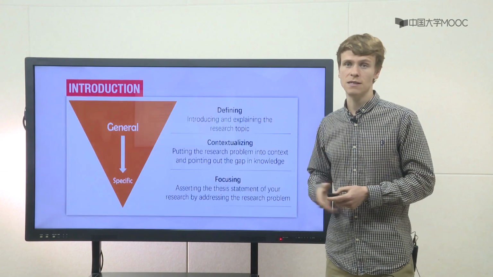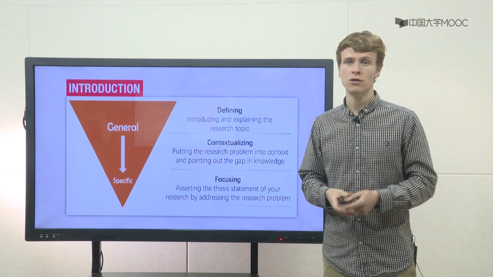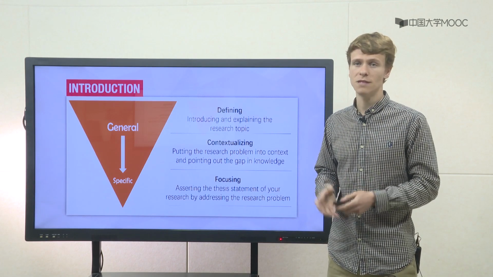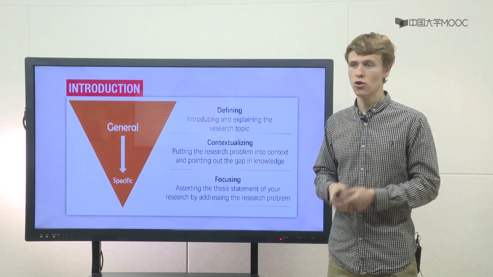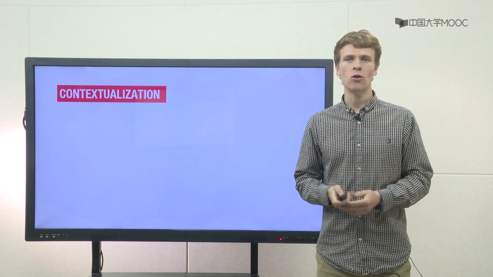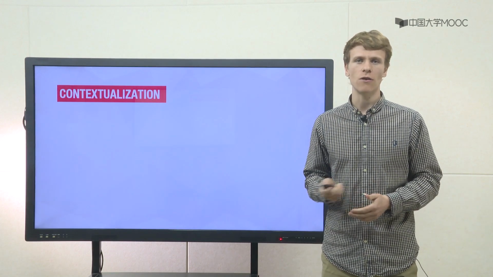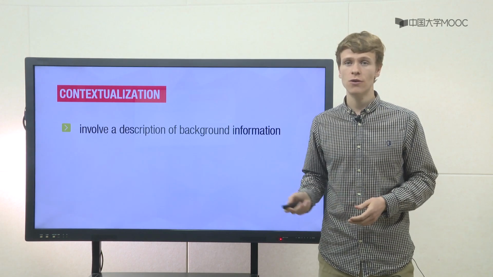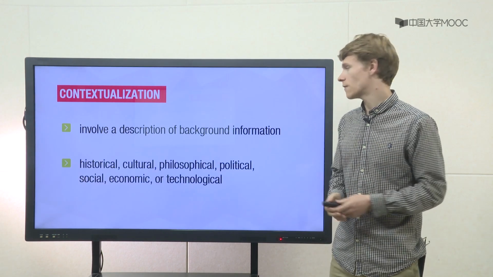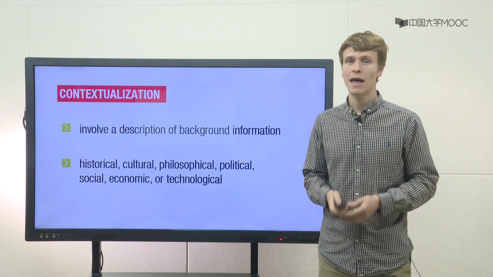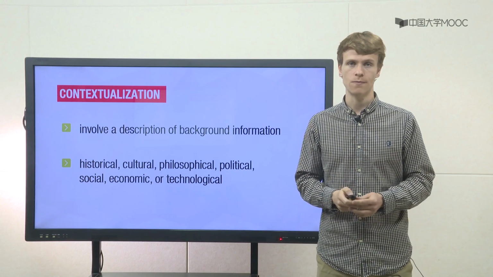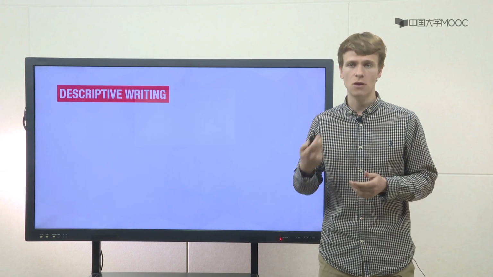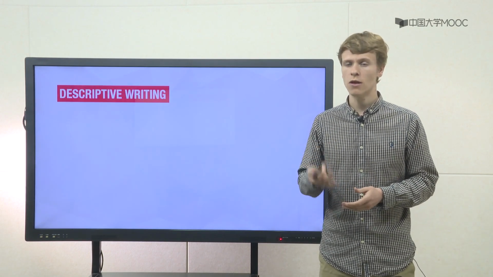These three categories of information are usually structured in an inverted triangle, like this. You can follow this pattern in the introduction of your paper. Any form of contextualization will involve a description of background information, and this can be historical, cultural, philosophical, political, social, economic, or technological. A certain amount of descriptive writing is needed to cover some of the following elements.